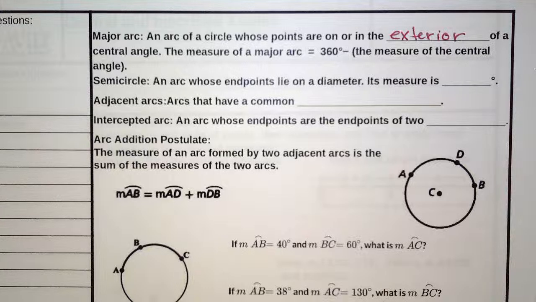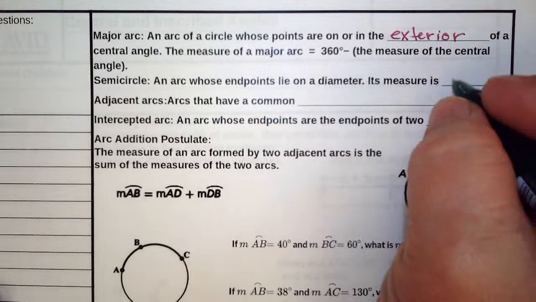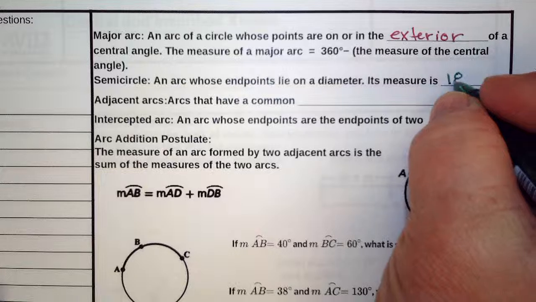Okay, so semicircle. Semi means half. So a semicircle is half of a circle. A semicircle is an arc whose endpoints lie on a diameter. Its measure is how many degrees? How many degrees are in a circle? 360. Divide it in half, and you get 180 degrees.